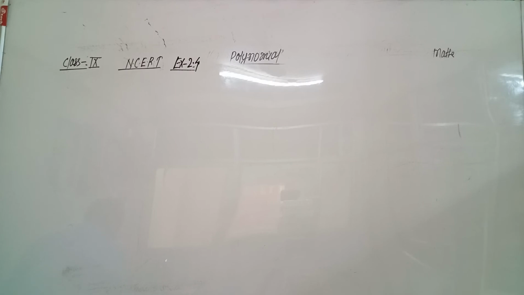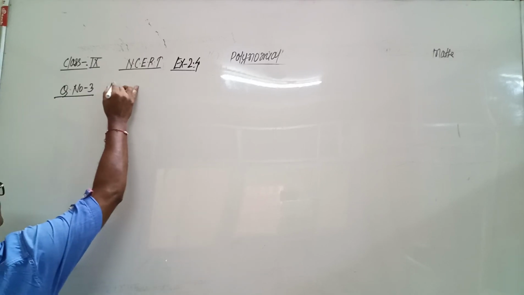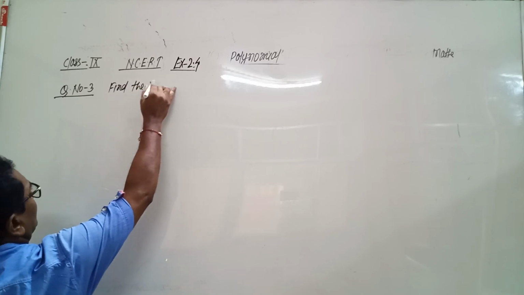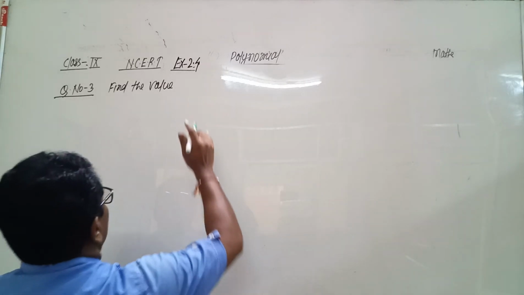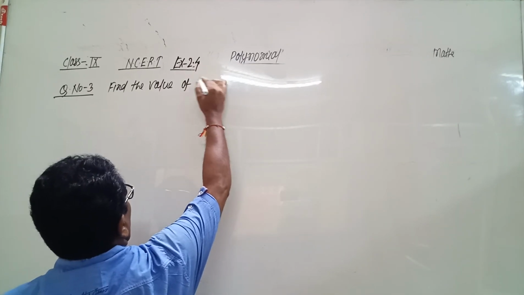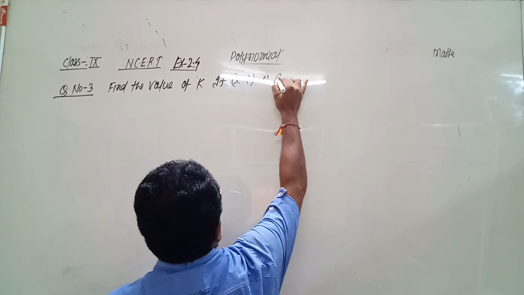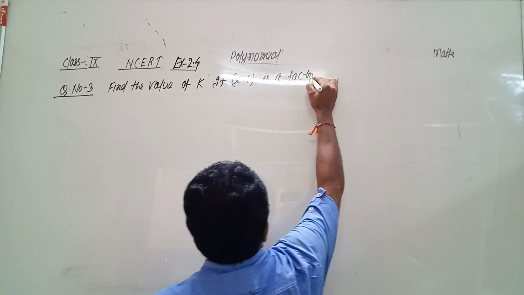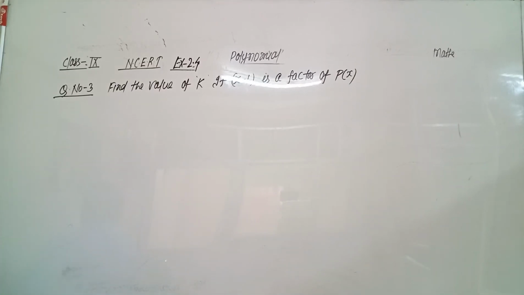Now question number 3. Find the value of k if x minus 1 is a factor of p(x) in each of the following.